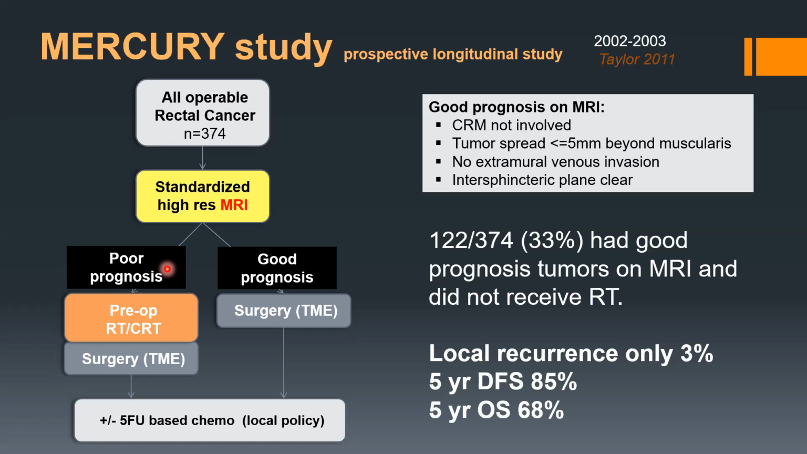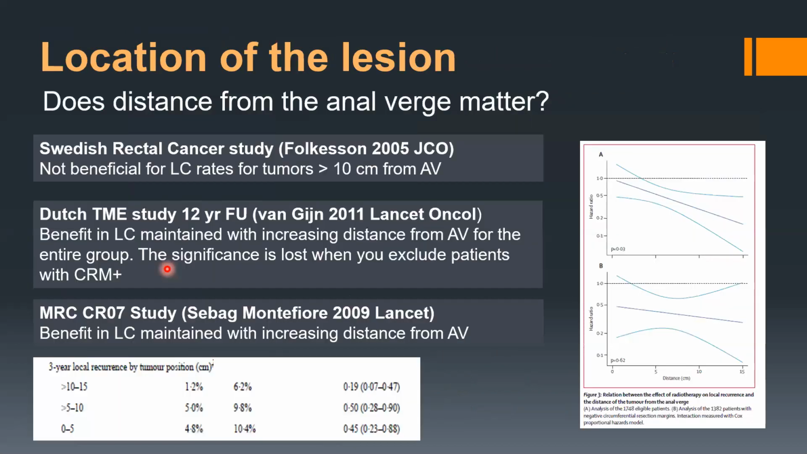Conversely, it was seen that for tumors that are slightly far away from the anal verge, so if you remember, I mentioned that the Swedish rectal cancer study found that there was less benefit or no benefit in local control for tumors which were more than 10 centimeters away from the anal verge. The Dutch TME study also showed that the benefit in local control is reduced with increasing distance from the anal verge. But this was not consistent. So there was a discrepancy between the different studies which looked at the distance from the anal verge and the benefit.